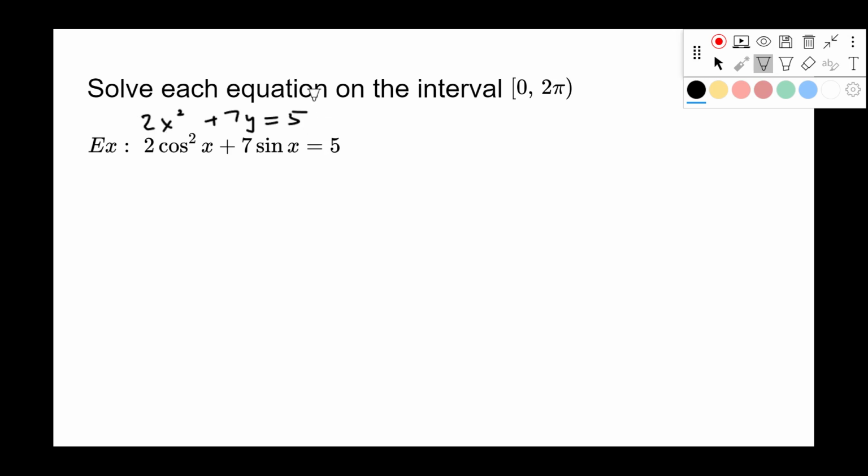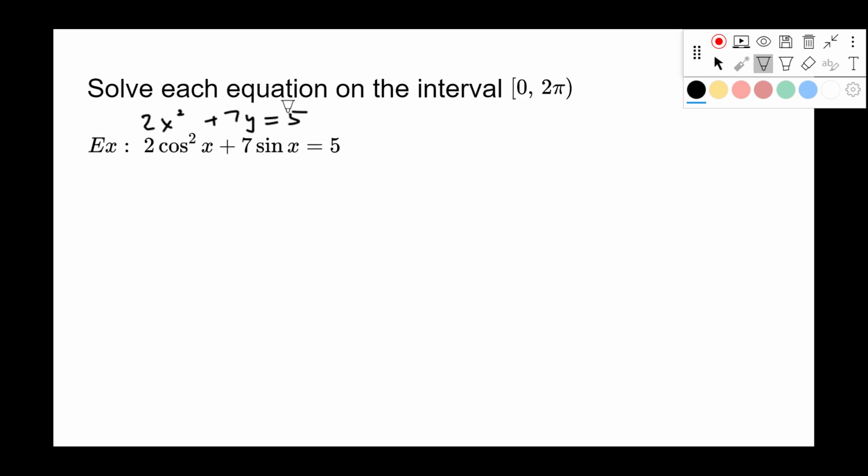So this is a quadratic equation with two variables. One equation, two variables. I can't solve that, right? We can't work with that at all. Okay? You can't solve this for x or for y. And you can't bring the 5 over and factor it. That doesn't work.